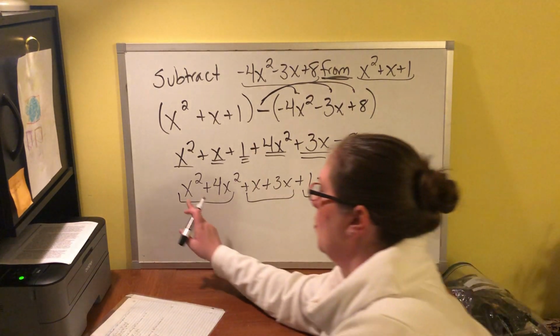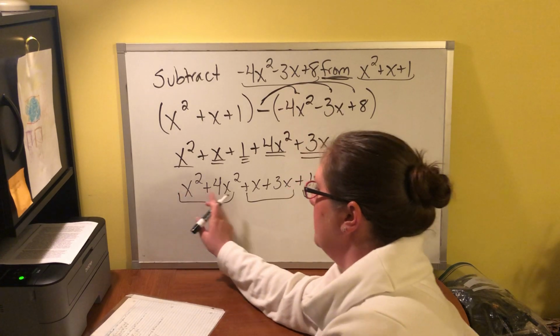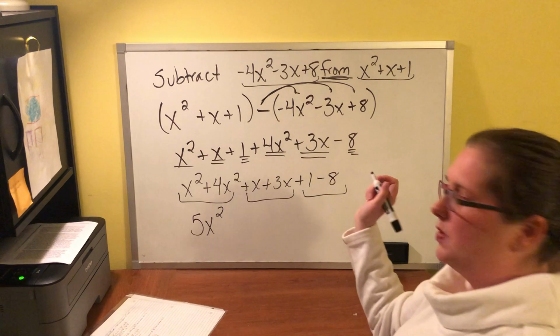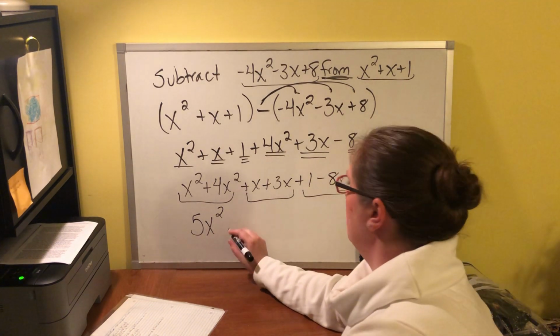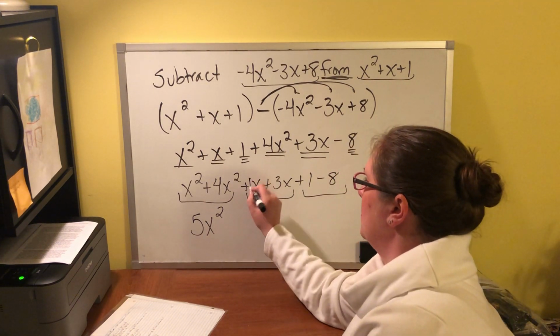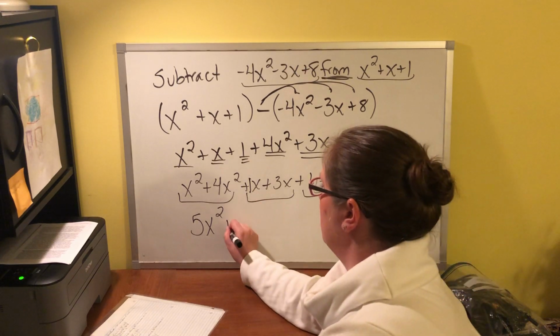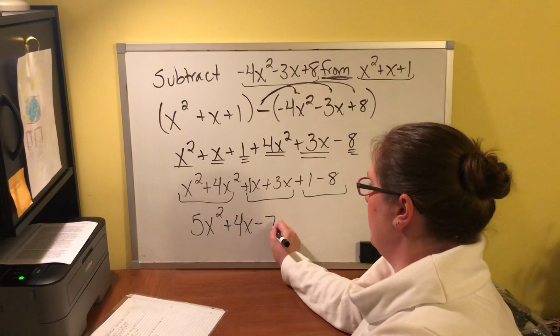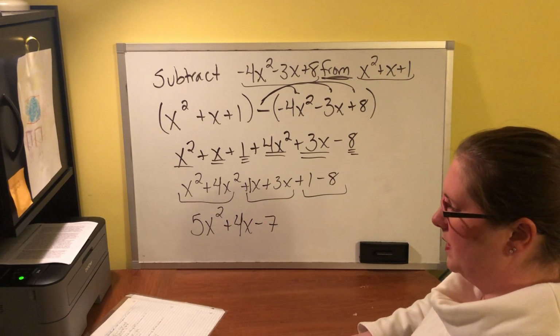So remember, this is a 1 in front of this x squared. So 1 plus 4 gives me a 5x squared, right? We have those like terms. We can add and we keep the x squared. Here I have an x. Remember, there's a 1 there. 1 plus 3, so that becomes plus 4x. Now I have 1 minus 8, so remember from the beginning of the semester, that would be a negative 7.